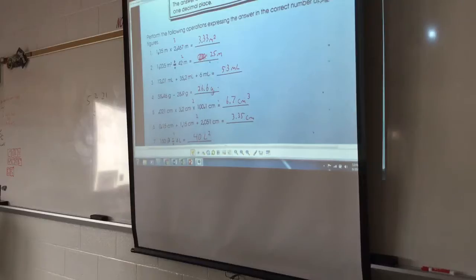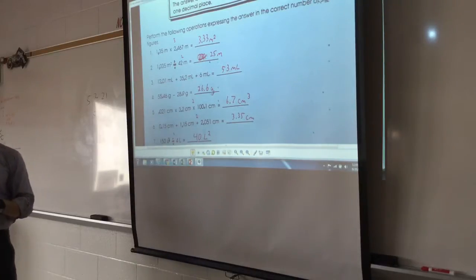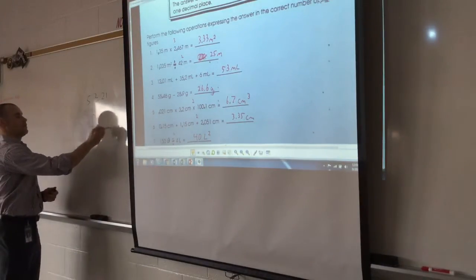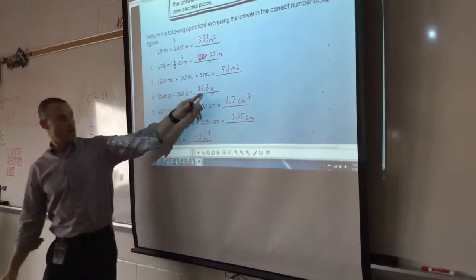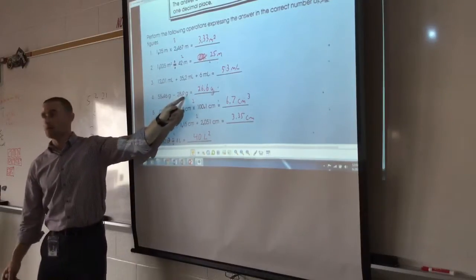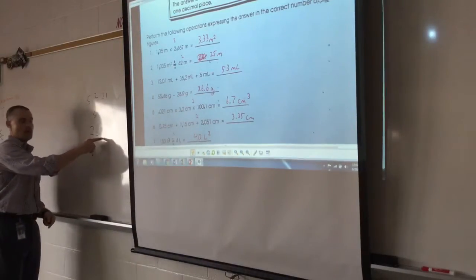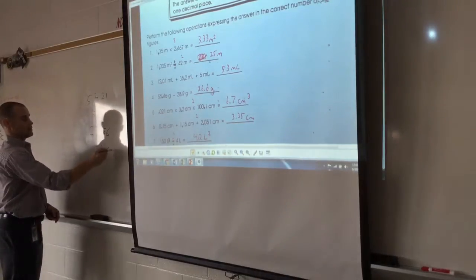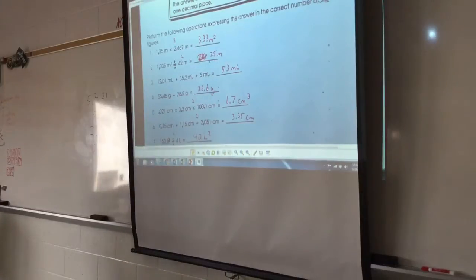Number 4, if we took 55.46 minus 28.9, I get 26.56. So 26.6 is the actual answer because 2 decimal places, 1 decimal place. How do I make this 1 decimal place? Round this 5 up to a 6 because that's above 5, right? So 26.6. That's how I got the answer to 4. Questions?